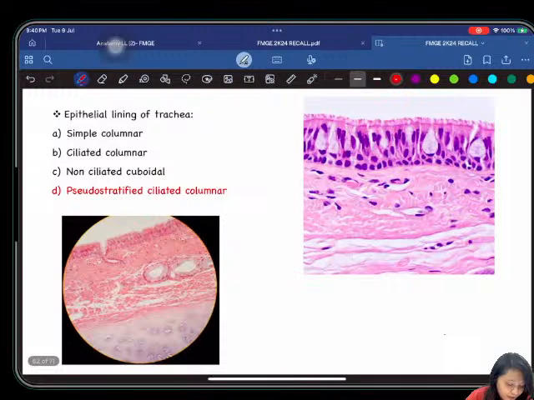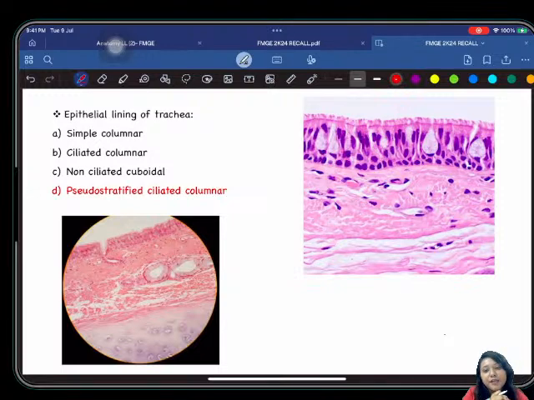Okay, now another question came on the epithelial lining of trachea. So they have mentioned the simple columnar, ciliated, non-ciliated and pseudostratified ciliated columnar. So you know that the trachea's epithelial lining is pseudostratified ciliated columnar epithelium.